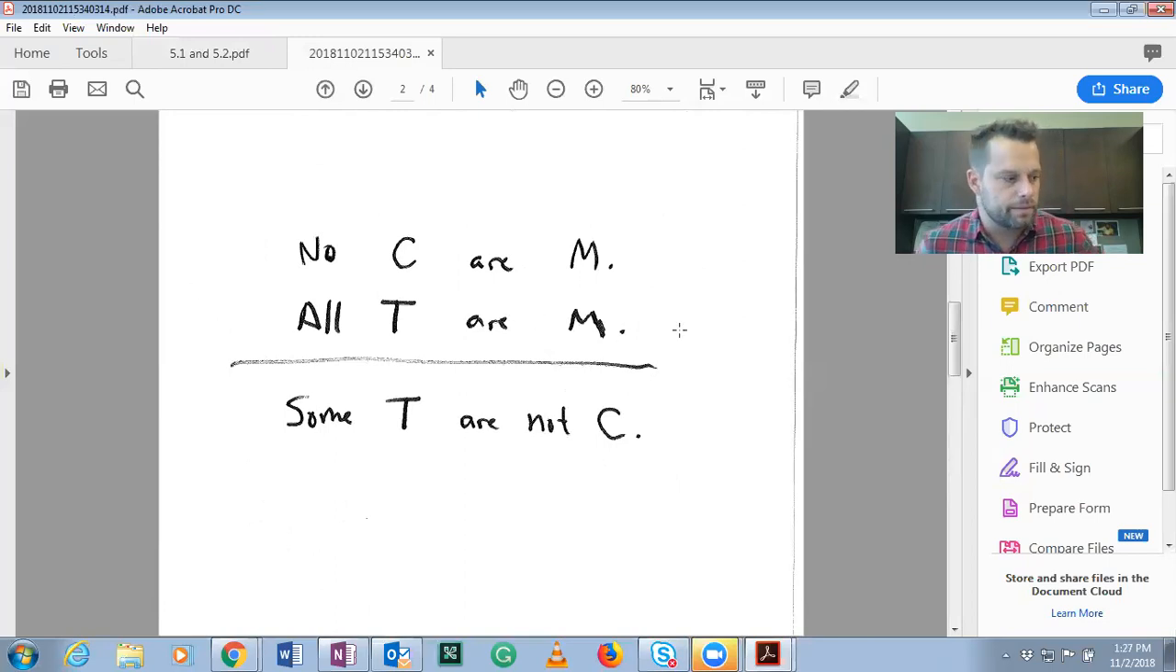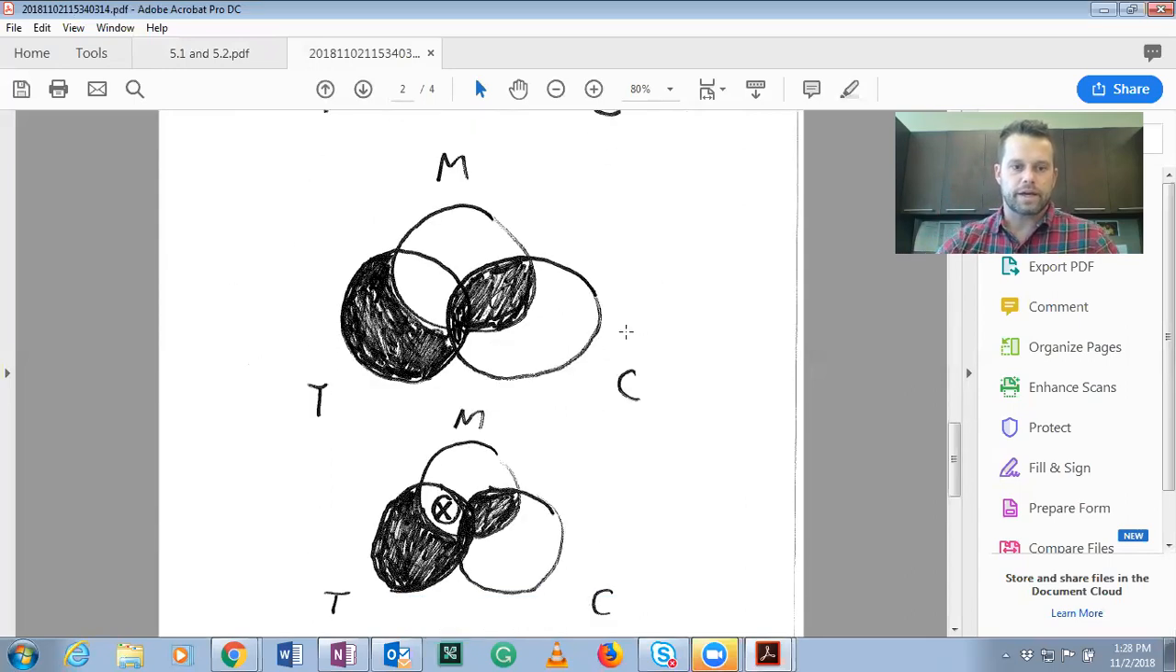And on a side note, there are no categorical syllogisms that are valid from the Boolean perspective that have universal premises and a particular conclusion. In order for them to be valid from the Boolean perspective, a particular conclusion requires one and only one particular premise. And that comes from the rules.